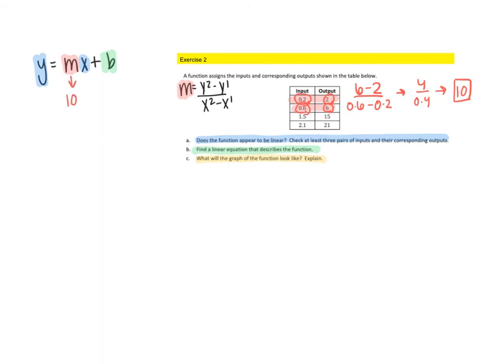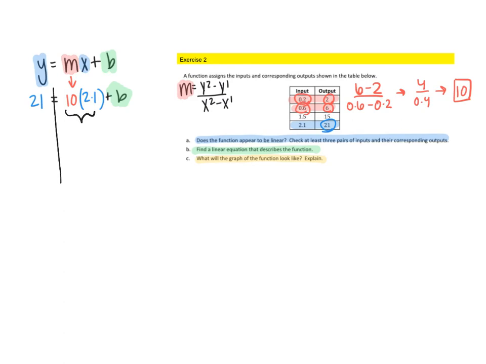Right, from there I'm just going to choose random numbers in my table. I'll choose this last one, 2.1 and 21. So my y is a 21, my x is a 2.1, and now I'm just going to solve for my b value because I don't have that yet. So I'm trying to get b by itself. Okay, I want this part to be completely by itself. And I'm just going to solve like regular, like through my signs.